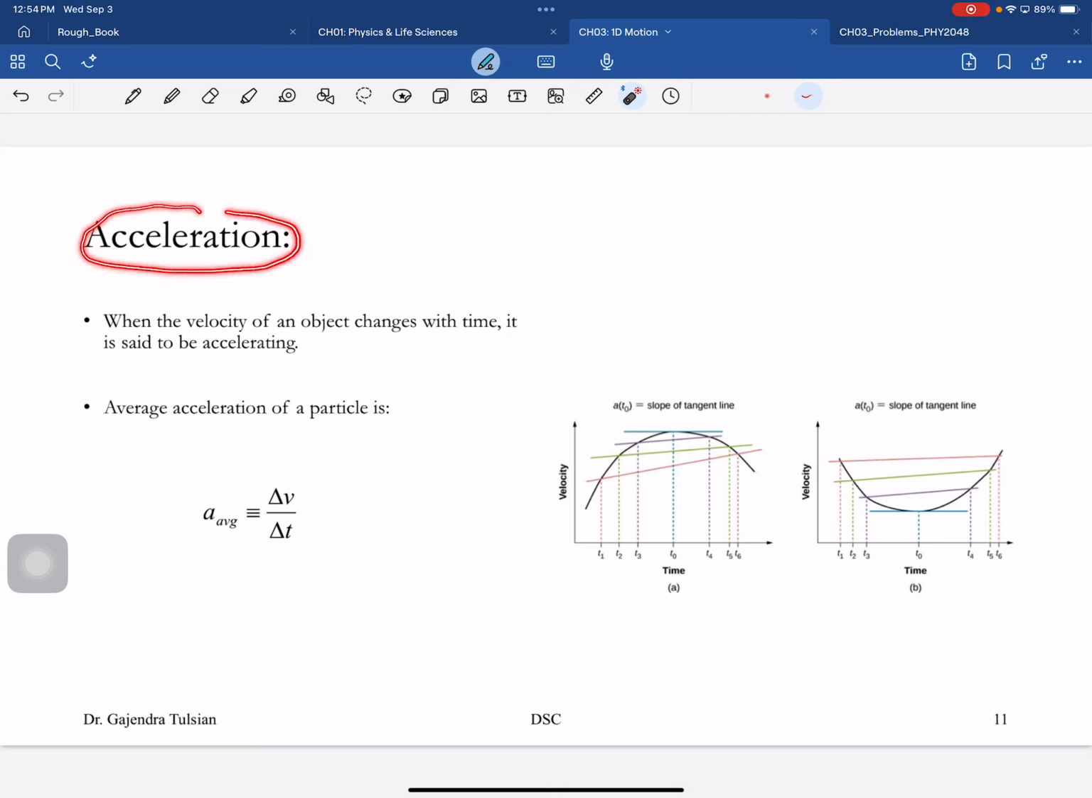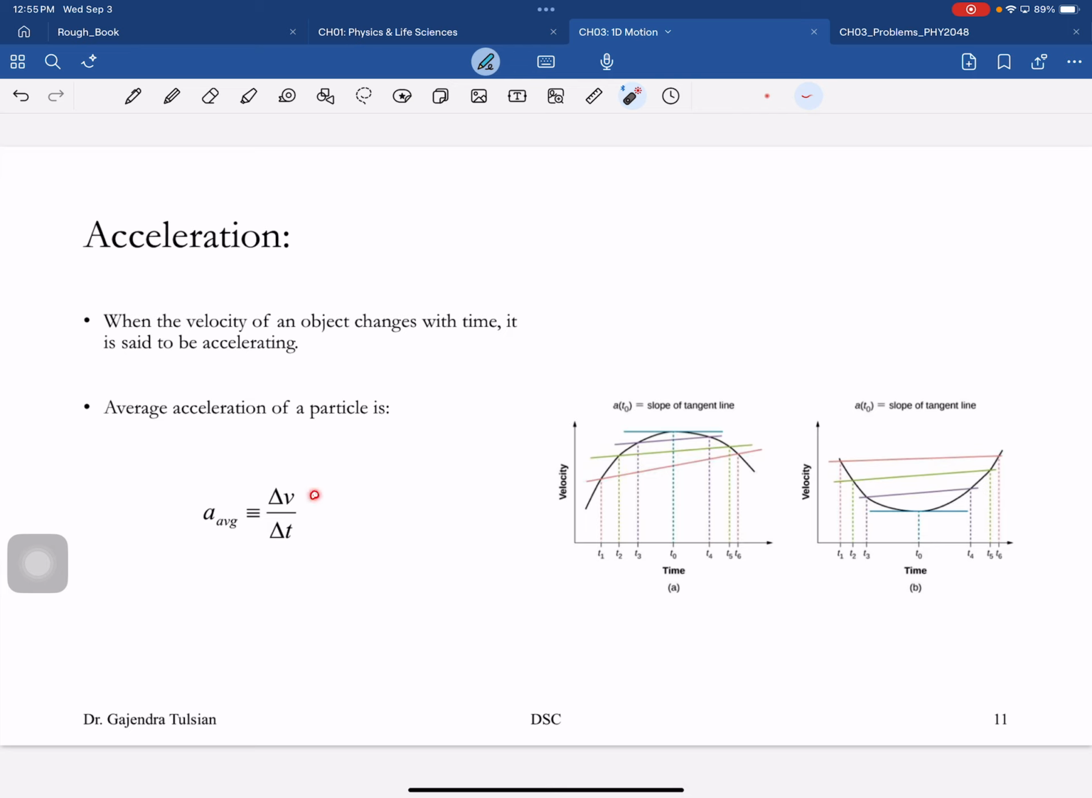You are said to be accelerating when your velocity changes. If between two instances your velocity changed, the change in velocity divided by the time over which that change happened is your acceleration. That's the average acceleration. What are the units?